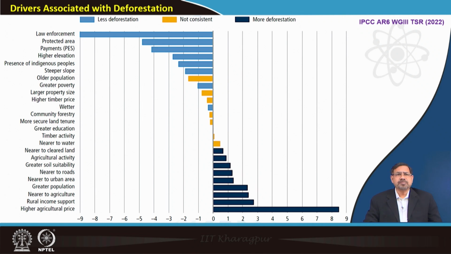On the other side, higher agricultural price, rural income support, nearer to agriculture, greater population, nearer to urban area, nearer to roads, all these affect negatively. That means there will be more deforestation. So, these are the major drivers and their contribution towards deforestation. Understanding them and managing them well is the key to achieving the AFOLU targets in terms of mitigation potential as far as climate change is concerned.